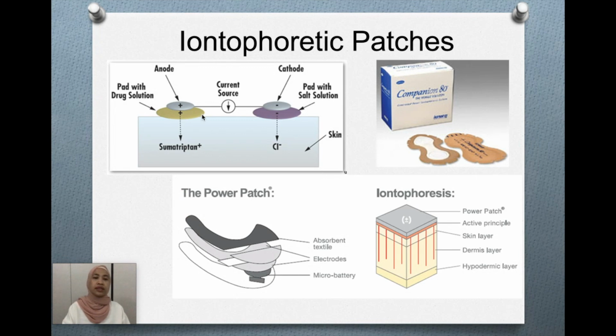So how it works, it has an anode and a cathode. It has a patch with salt solution and a patch with a drug solution. If you can see, the drug solution and the salt solution are of the same charge as the anode and the cathode. And why? Because different charges attract each other, so you don't want that. You want the same charges because they repel each other. So when you give the electrical current, it's easier to push the drug into the skin. The salt solution is for charge counterbalance.